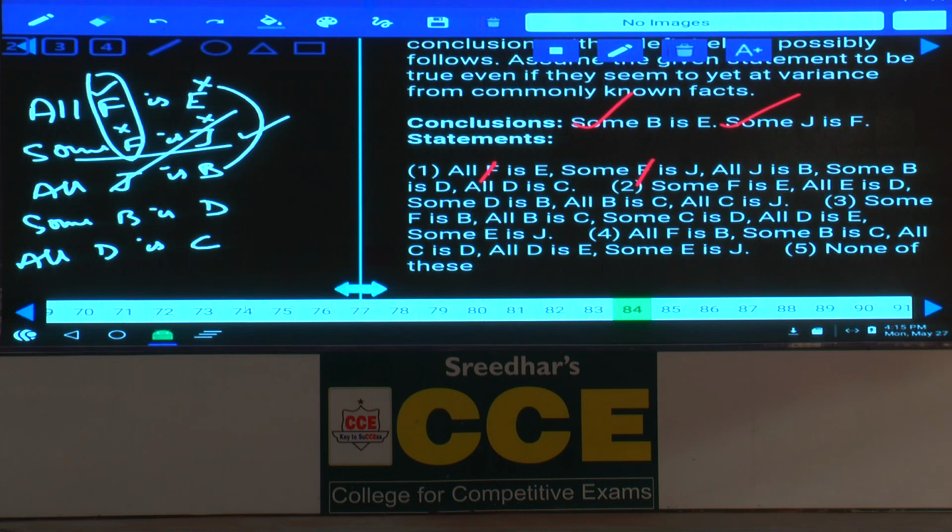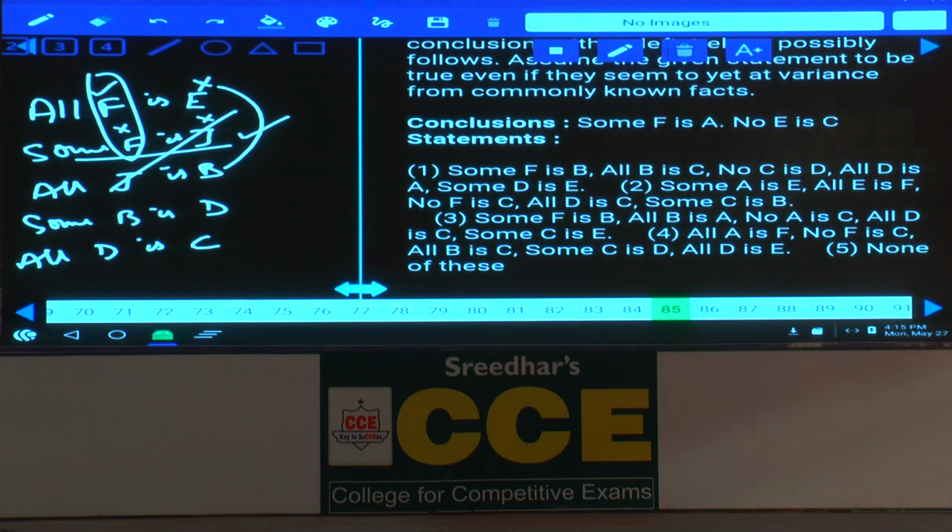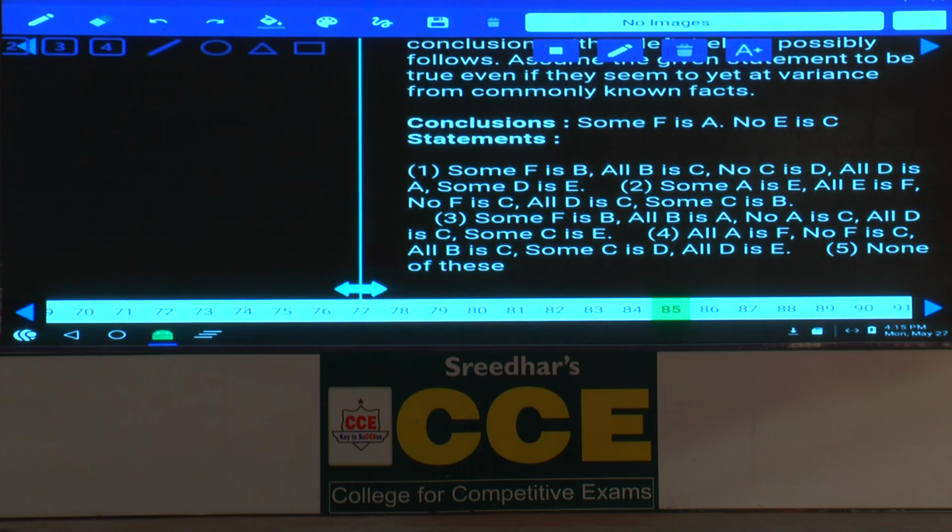Done with this? Then 85. Now question number 85, no E is C is there. As no E is C is there, it is a definite negative conclusion. Now we have to check out the negative statement here. No C is D, this is tick and tick, and all D is A. Now no C is D, C should be as it is, D should go and E should come. Now relation between D and E.